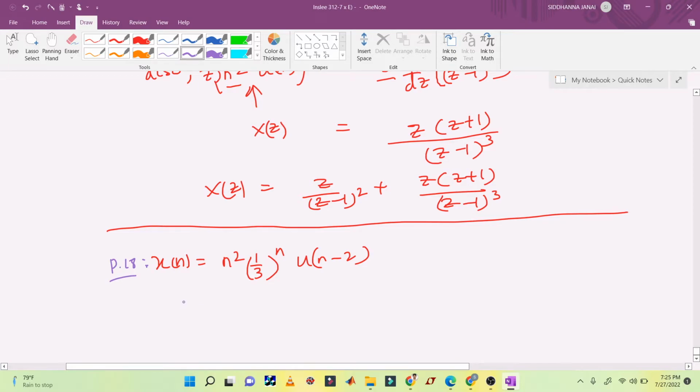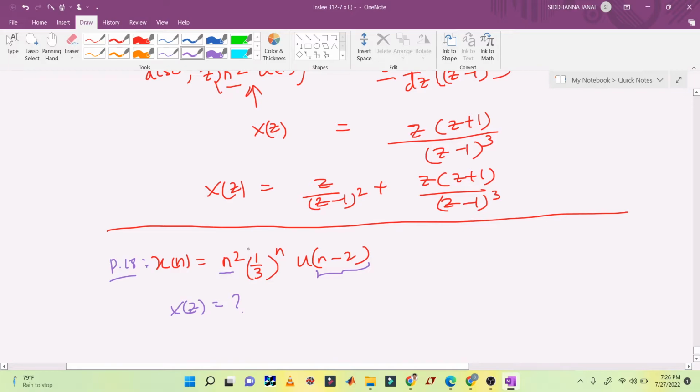So x of z we need to find out. Here you can clearly see 2 times differentiation we have to do. The given signal is 1 by 3 to the power n u of n minus 2. Since we have u of n minus 2, it is a shifted version, so we can apply the shifting property. We are solving problems based on the properties, not directly using the equation. That's why we need to apply the shifting property.